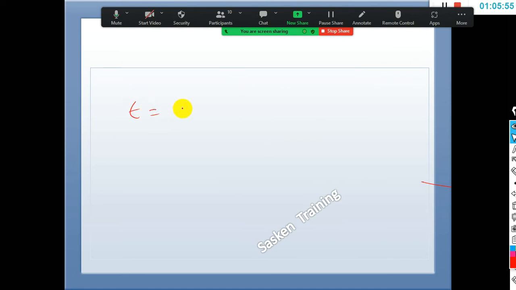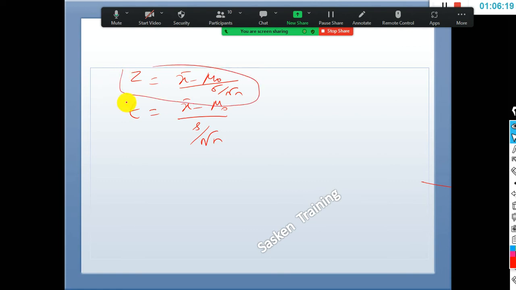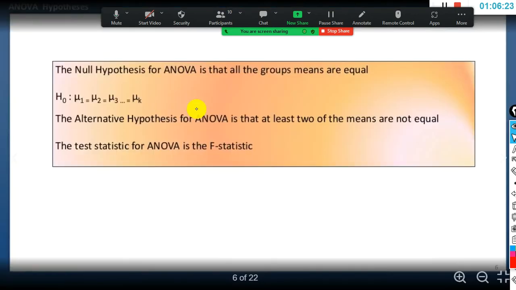So T statistic is equal to X bar minus the hypothesized population mean, divided by small s divided by square root of n, right? And Z test statistic value is X bar minus the hypothesized mean divided by sigma divided by square root of n. This is the Z test statistic and T test statistic that we discussed.